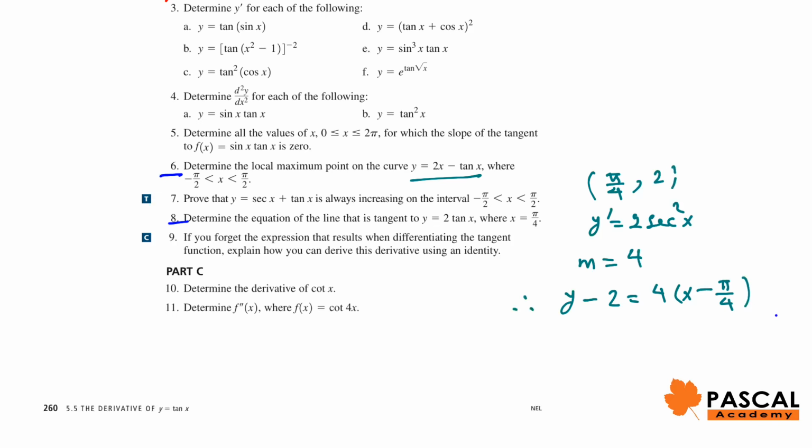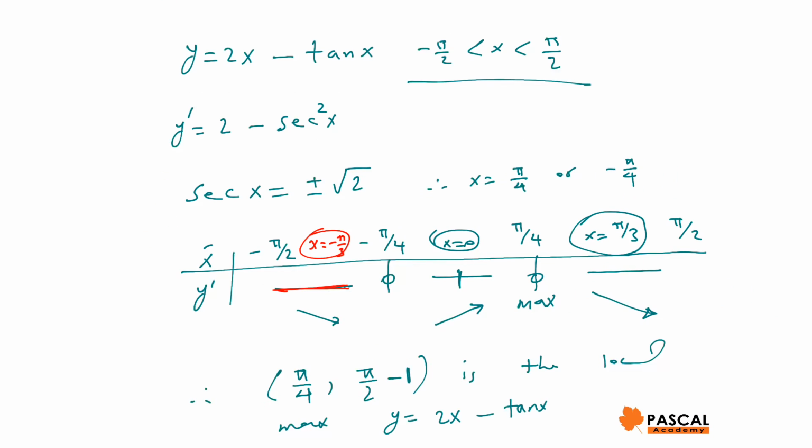Question number 6, determine the local maximum point on the curve y equals 2x minus tan of x, where x is between negative pi over 2 and pi over 2. We are using the first derivative test to find the local maximum. The derivative of y equals 2x minus tan of x is 2 minus secant squared of x. If we set it to 0, secant of x would be either plus or minus root 2. That means x is pi over 4 or negative pi over 4.